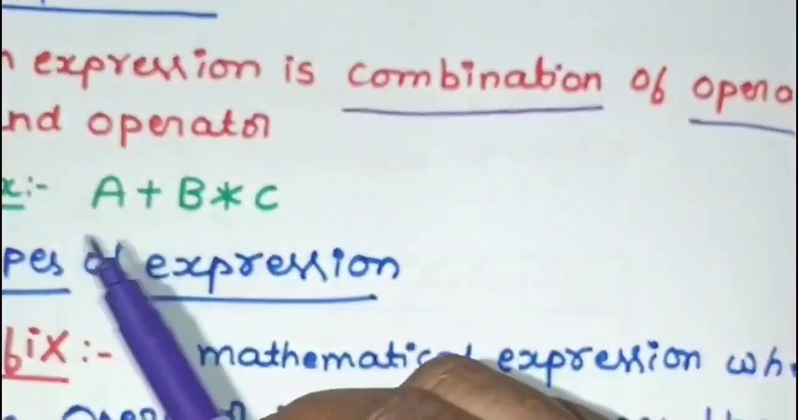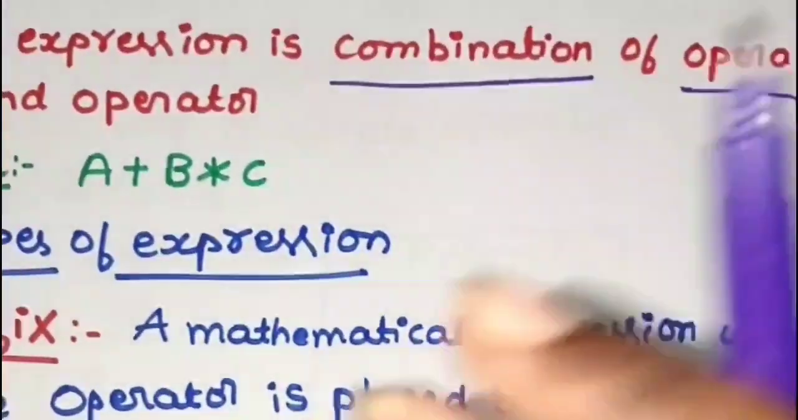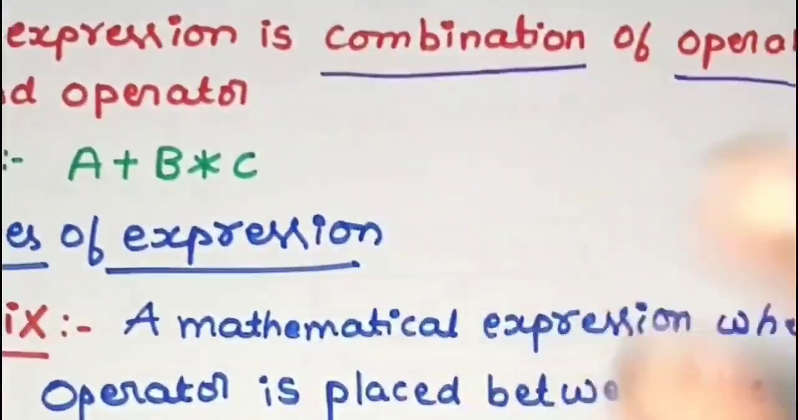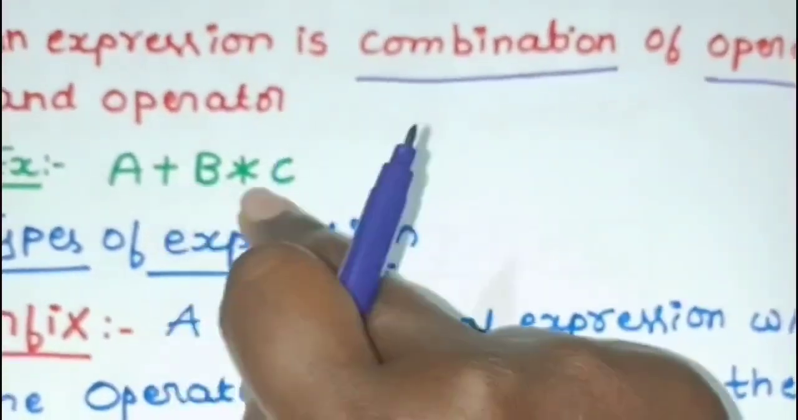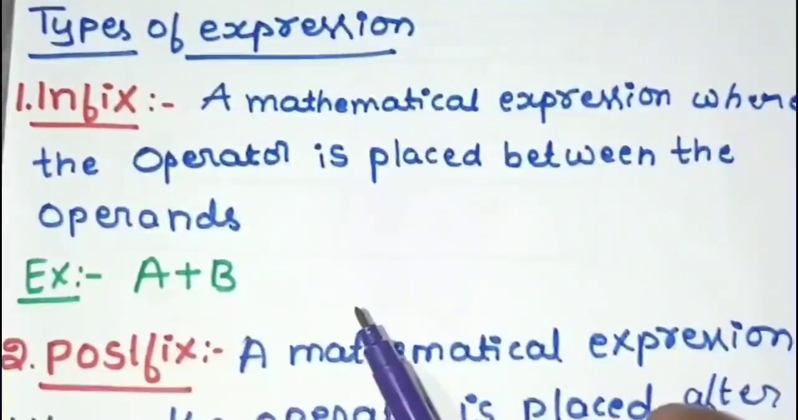Here I have given an example: a plus b star c. Here a, b, c are operands, and plus and star, which represents multiplication, are operators. So we can say this is an expression. In expressions, there are three types: infix, postfix, and prefix.